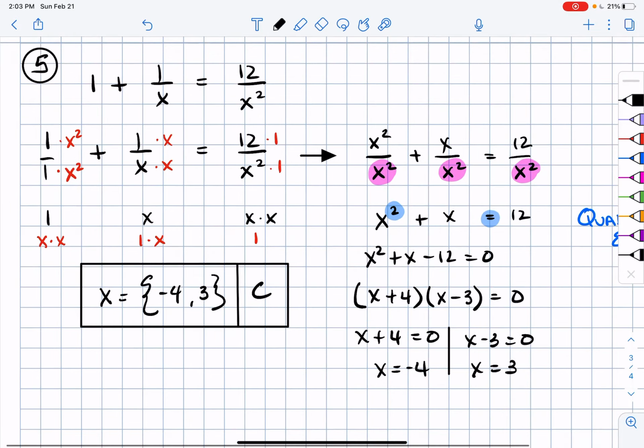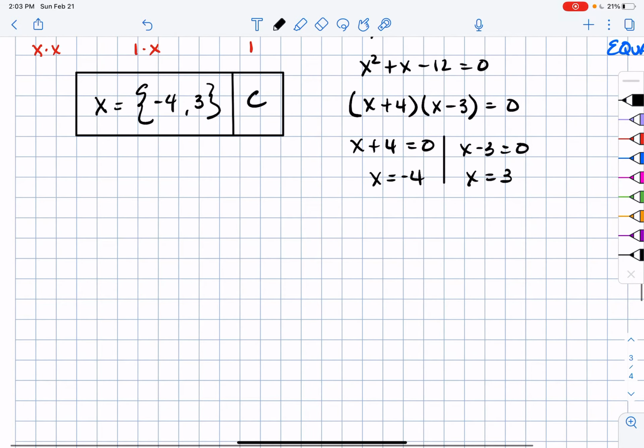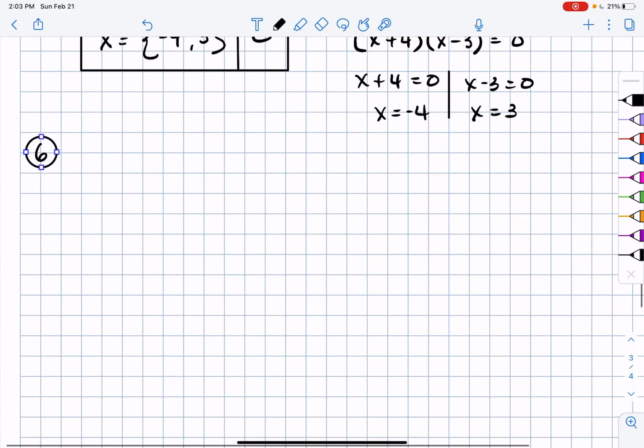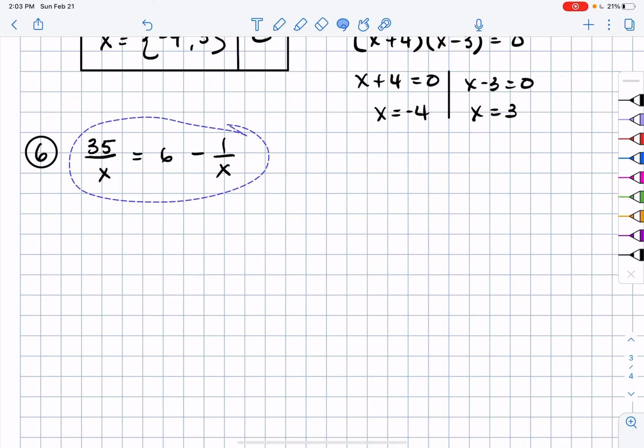There we go. All right, that's 5. On to number 6. Number 6. Okay, so again, 35 over x is equal to 6 minus 1 over x. Okay? So same thing. I got fractions and an equation.